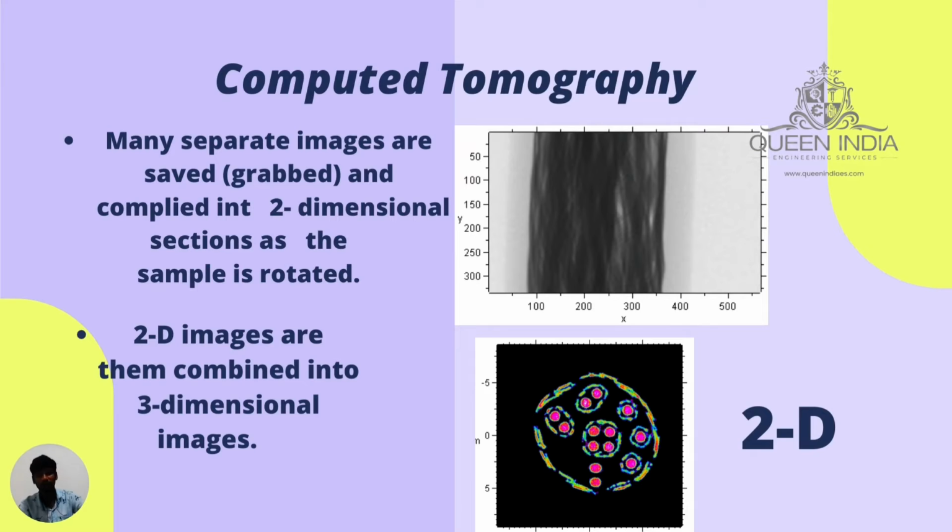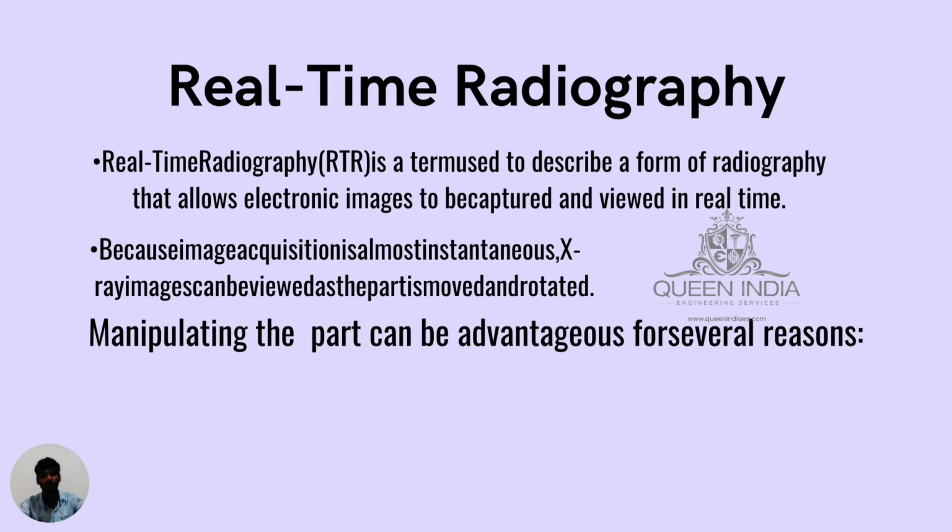In computer tomography, next we will see many separate images saved and combined into two-dimensional and three-dimensional images. One film will be exposed and changed into two-dimensional and three-dimensional images. It is used for computer tomography. And next, real-time radiography.